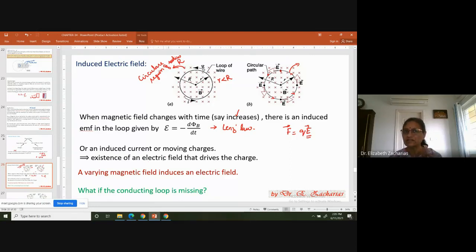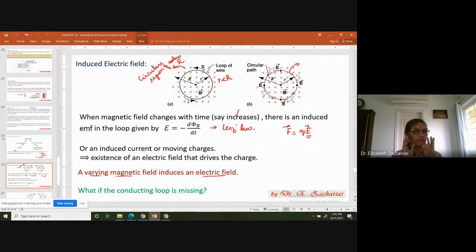And what created that electric field? The charge didn't create the electric field. The charge is experiencing that electric field and coming around in a circle. So what created that electric field? The electric field was created by the changing magnetic field. For the first time, we are seeing a relationship between magnetic field and electric field. A varying magnetic field can create an electric field. So this is the connection.